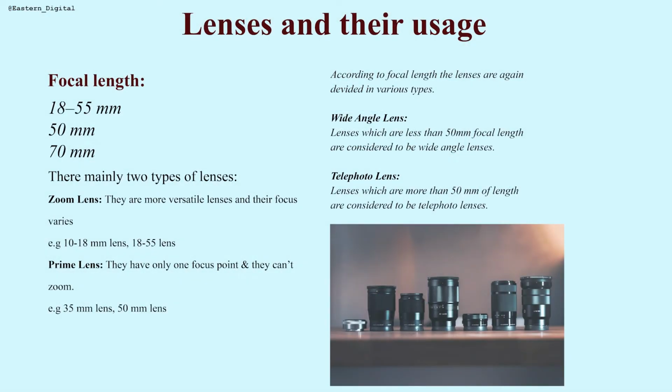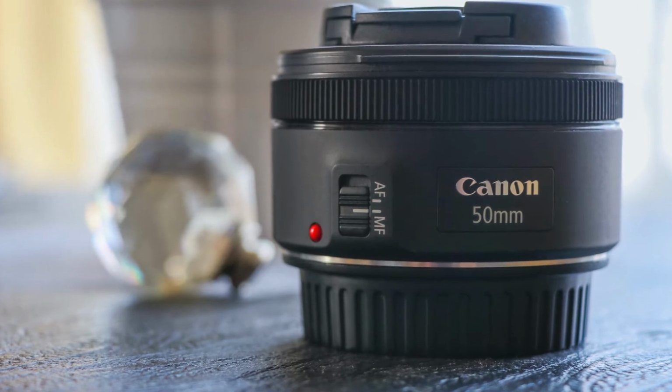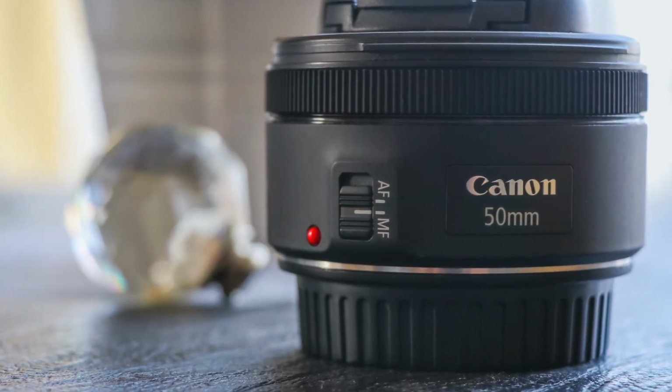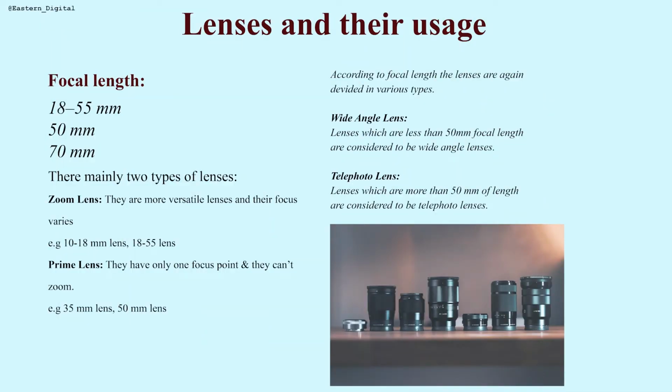If you take an example of a prime lens, then a 50 mm prime lens is a good option to take as an example. So it has only one focus point, which is 50 mm. According to the focal length of the lenses, again the lenses are divided into two different types.